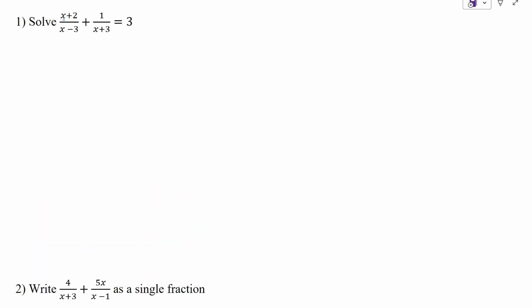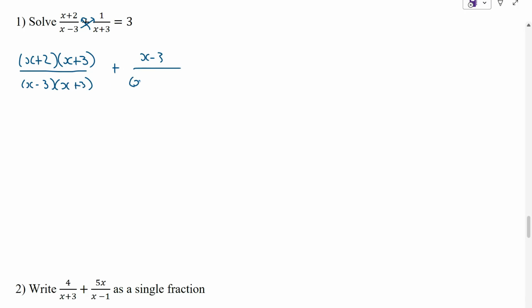Okay, looking at the first one, we need to solve here. So we need to add these algebraic fractions together. We don't have a common denominator, so we need to cross multiply, which will give us x plus 2, x minus 3, plus x minus 3, over our common denominator of x minus 3, x plus 3. Let's expand and simplify.